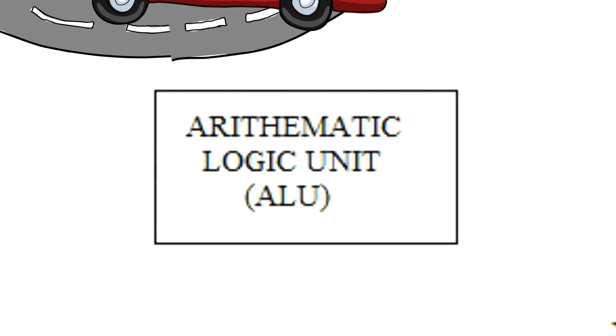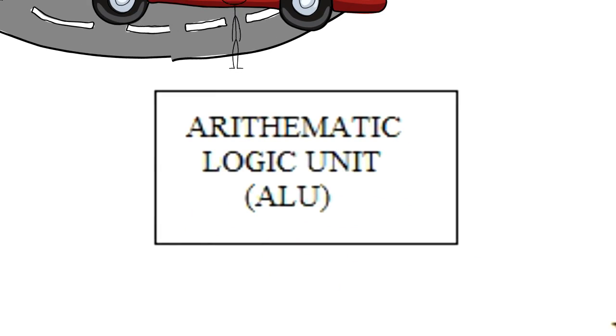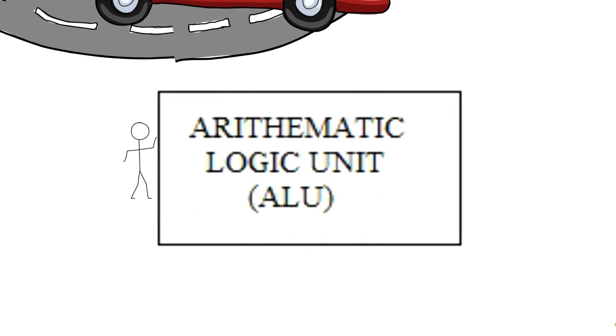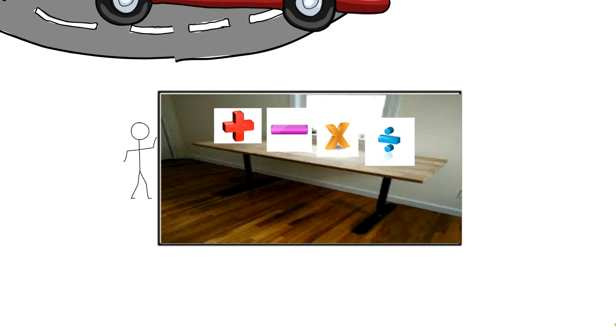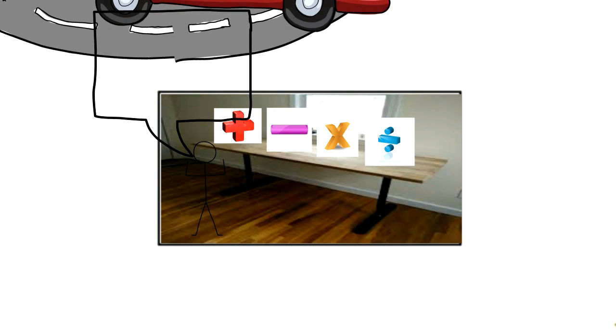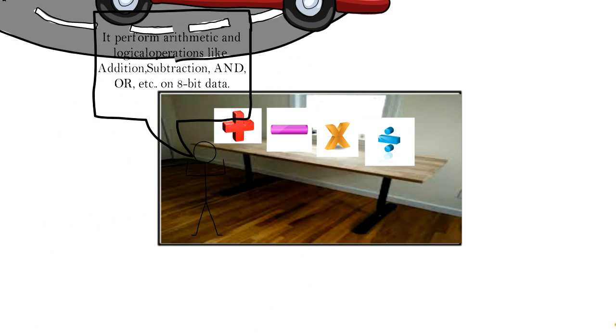Now, a very important unit, which is one and only the ALU. So, let's jump into it. Here, for the arithmetic logic unit, we have used some arithmetic symbols such as the plus for addition operation, minus for subtraction operations, and multiply and division symbols as well. It performs the arithmetic and logical operations like addition, subtraction, AND, OR, etc. on 8-bit data.